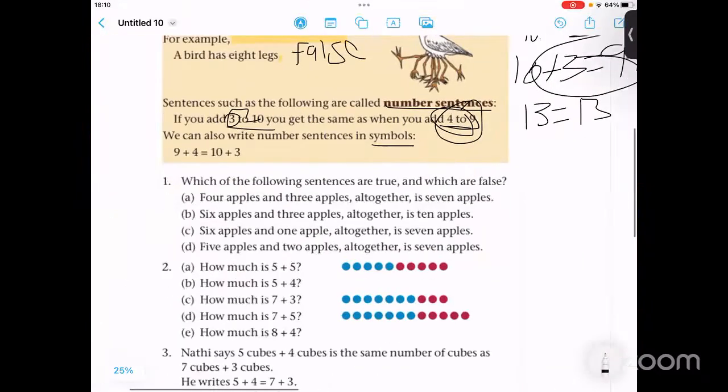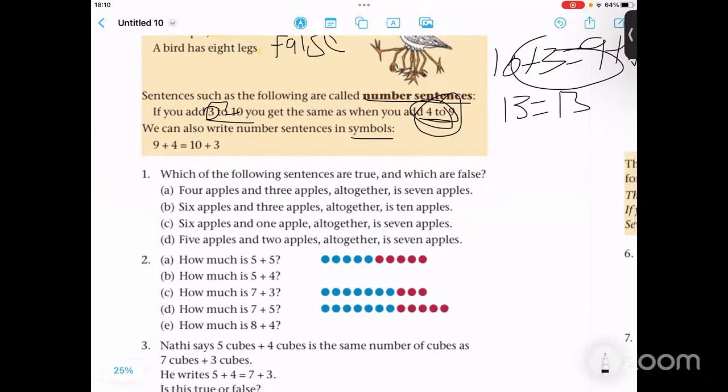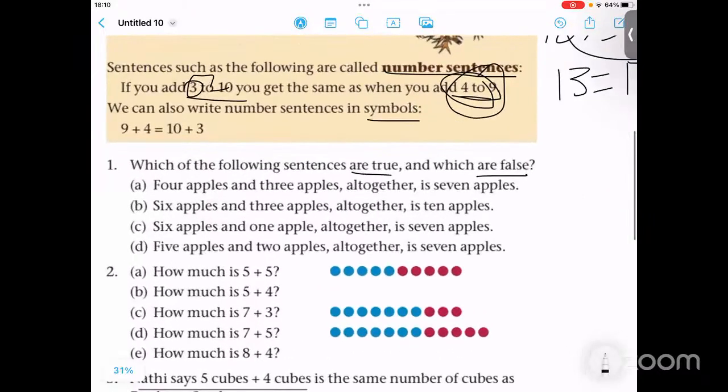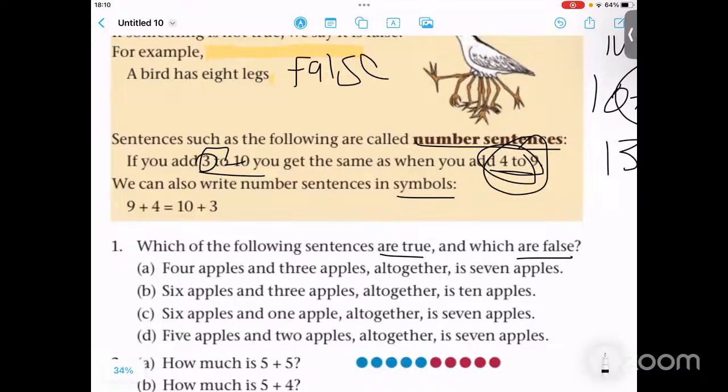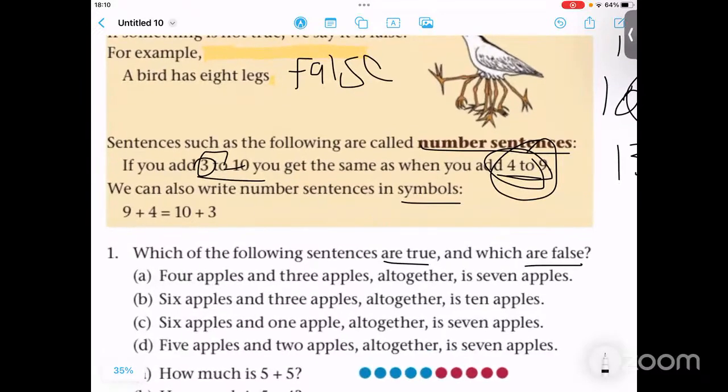So now let's look at the questions over here. They're saying which of the following sentences are true and which are false. The first one, which is A under 1, says 4 apples and 3 apples all together is 7 apples. Let me zoom it in so you can see. So what are they trying to say here? They're saying when you add 4 apples and 3 apples, you get 7 apples.